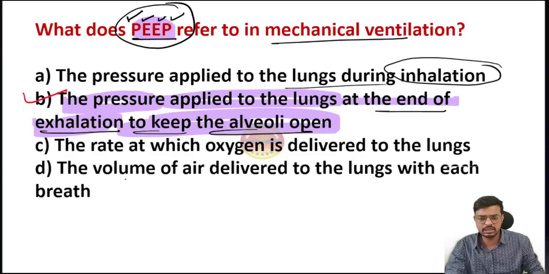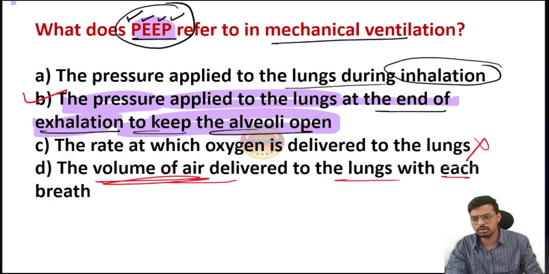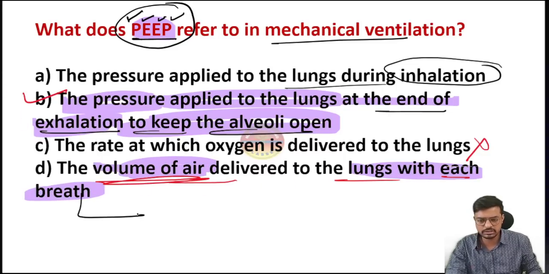Then option C, the rate at which the oxygen is delivered to the lung. This is also not correct. Then option D, the volume of the air delivered to the lung at each breath. So the volume, how much air we are delivering to the lung at each breath. So what does this tell?